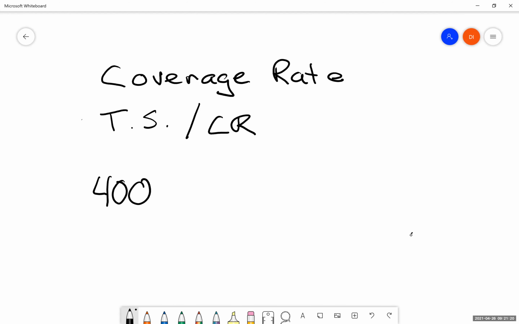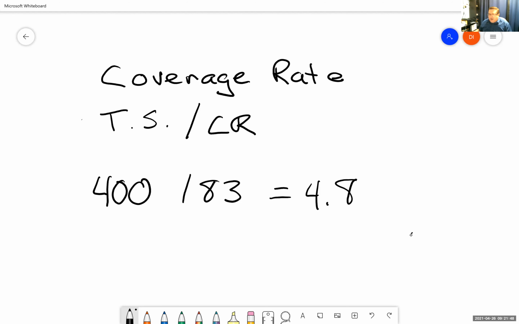83 square feet. 83 total square feet. So if stripper covers 83 square feet and we had 400 square feet of area to do, break out your calculators. Should have told everybody, make sure you have your calculators. You'll notice it is 4.8, okay? And in this case, we're dealing with gallons, 4.8 gallons of product.